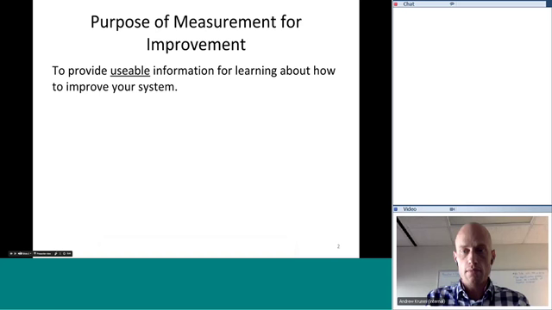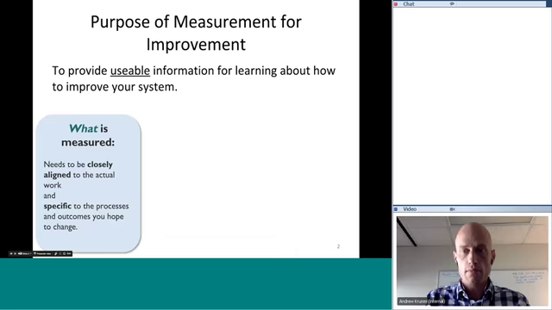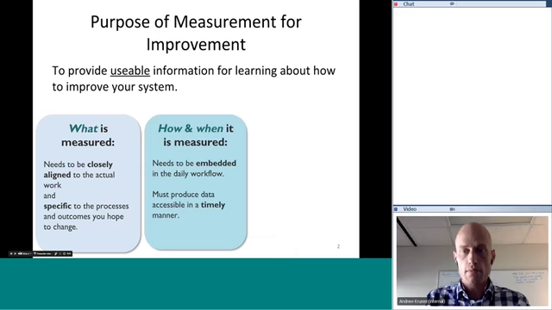And then this central purpose has a lot of implications for what kinds of measures we collect and how they're used. So when we think about what's measured, we need measures that give us good information about the actual work practices that we're trying to change. Whatever we're trying to change, the measures serve as a feedback mechanism for us as we're along the improvement journey.